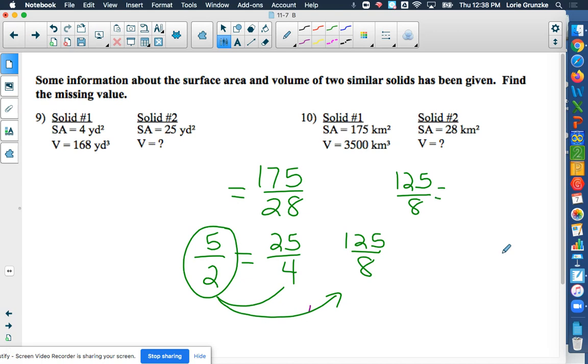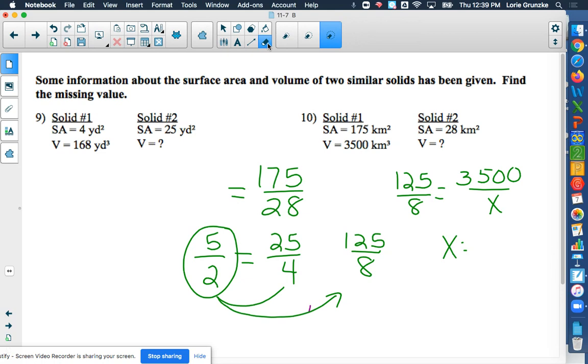I can use that when I put 3,500 over x. Now I can cross multiply and divide by 125, and you'd get 224 kilometers cubed.